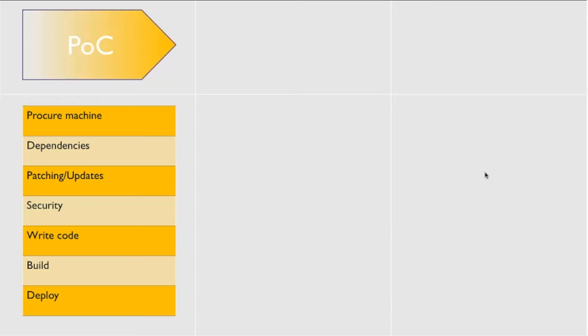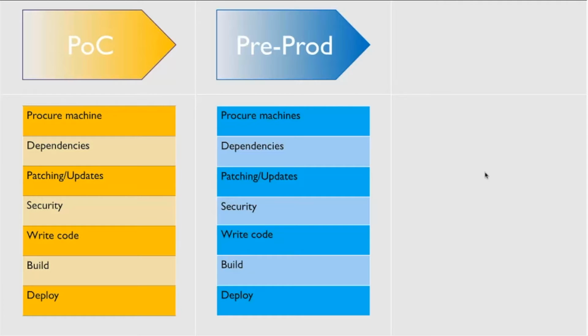Right? And make sure that this is how the POC was envisioned and the stakeholders are happy with it. As you go through this process, you're going to go through the stakeholder sign off on it. You're going to go to pre-prod environment, and you're going to do the same things, but it's going to be a different set of machines.